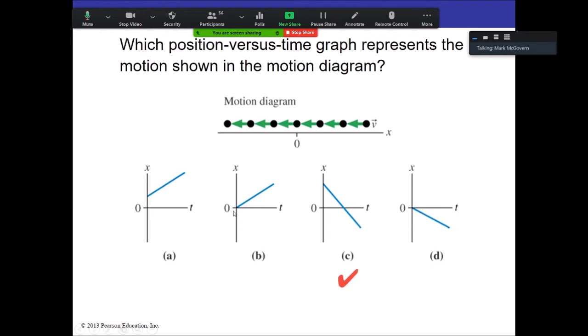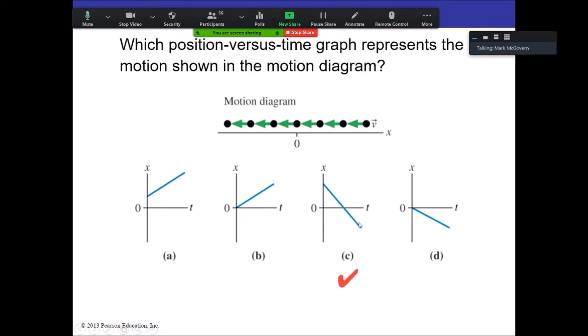B is saying the same thing. It's saying we're increasing our position and moving to the right. The only difference between A and B is that B starts at the origin. Well, that's still false. What's wrong with D? D says we start at the origin and move to the left, which we don't, right? C is correct. We start off with a positive position that's steadily decreasing. At some point, we do cross the origin, and we continue to move to the left.